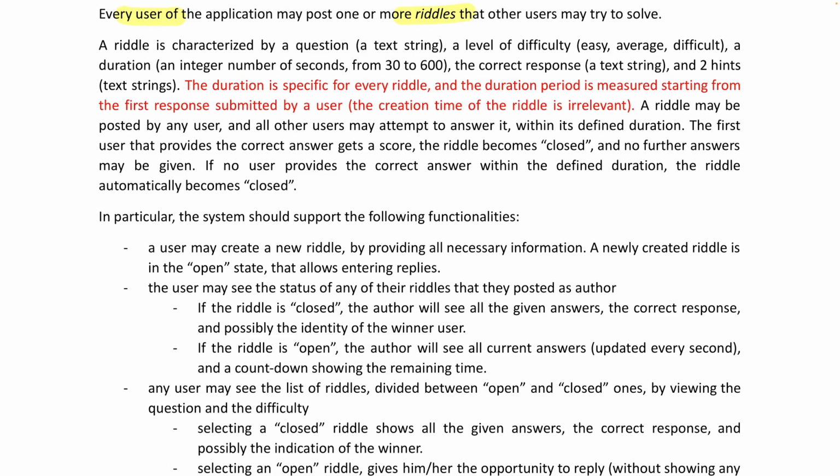So then we have a riddle is characterized by a question, a level of difficulty, a duration, the correct response, and 2 hints. So from that sentence, we know that that information corresponds to the data that represents a riddle, okay? We will take a look at that information later because we will use it to design the database.